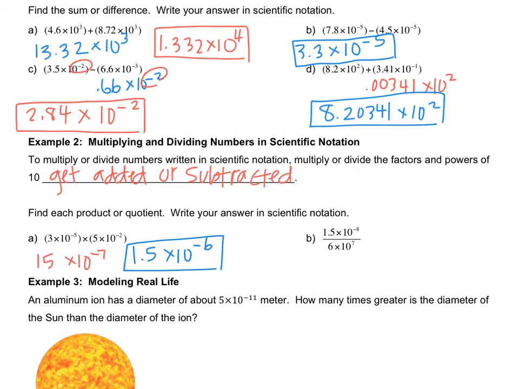In letter B, you're going to divide 1.5 divided by 6, and you get 0.25. And then since it's division, we're going to subtract the exponents. So negative 8 minus 7 is negative 15. So that's not written in scientific notation, so I'm going to take my decimal point, and this exponent tells me to move it 15 to the left. I need the decimal to be over here, so if I move it from where it is to where I need it to be, I actually moved it in the other direction, so I would then have to go 16 places to the left.